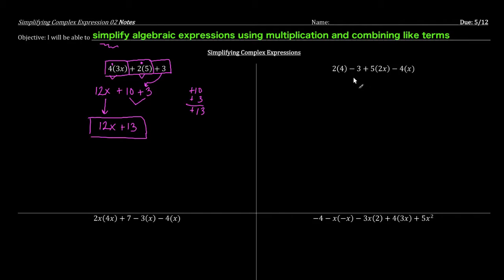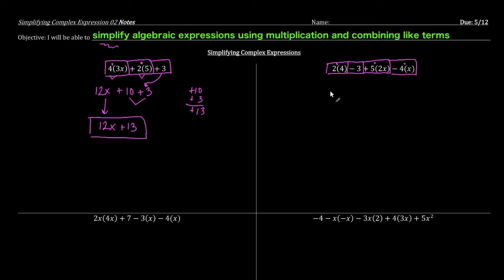Let's try it again. So first thing we do is write in the multiplication. 2 times 4 minus 3 plus 5 times 2x minus 4 times x. Now I'm going to separate this into groups of adding and subtracting. We start with 2 times 4, and then we take away 3, and then we add 5 times 2x, and then we take away 4 times x.